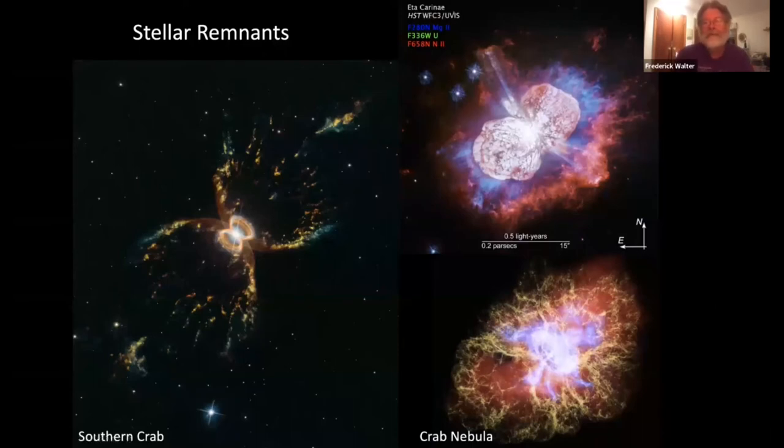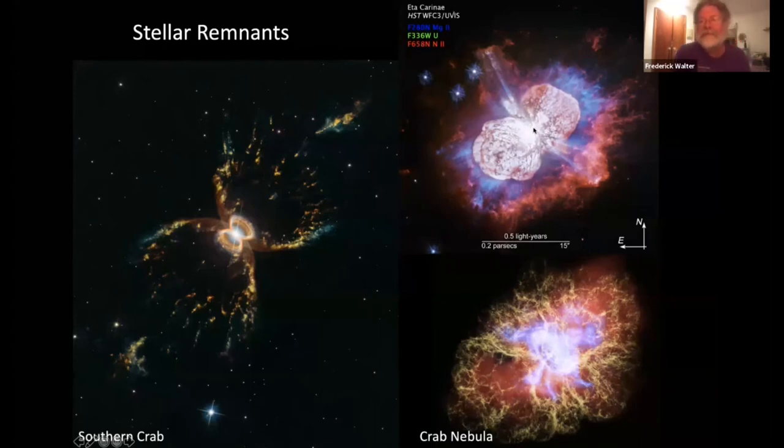We look at remnants of stars too. Eta Carinae, one of the most massive stars in our galaxy. It's actually two stars orbiting each other. It looks like two heads of cauliflower, because these stars are losing mass. They're orbiting in this plane here.